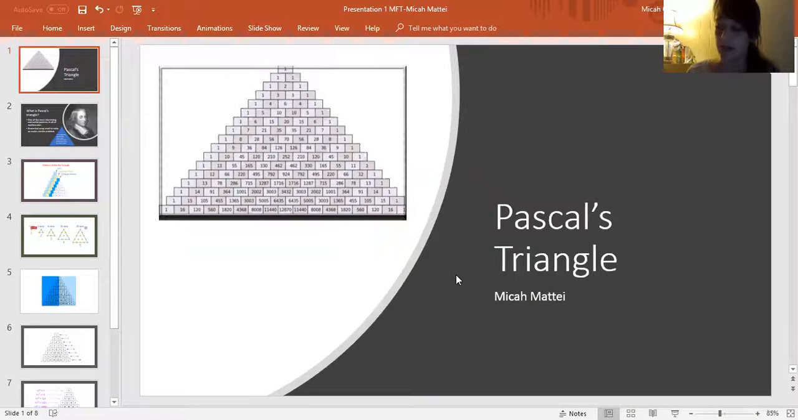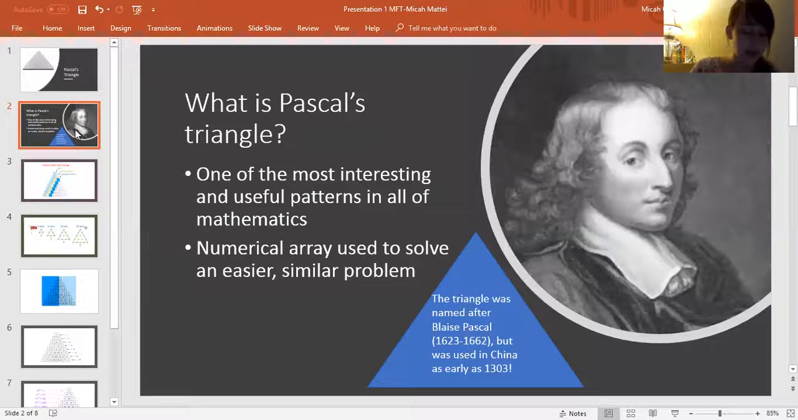My name is Micah Maddie, and today I will be covering Pascal's triangle. So what is Pascal's triangle? Pascal's triangle, as our book states, is one of the most interesting and useful patterns in all of mathematics. It's a numerical array that's used to solve easy or similar problems, like the ones in our math homework that we did on Pearson. On my math, this would help a lot with those word problems.